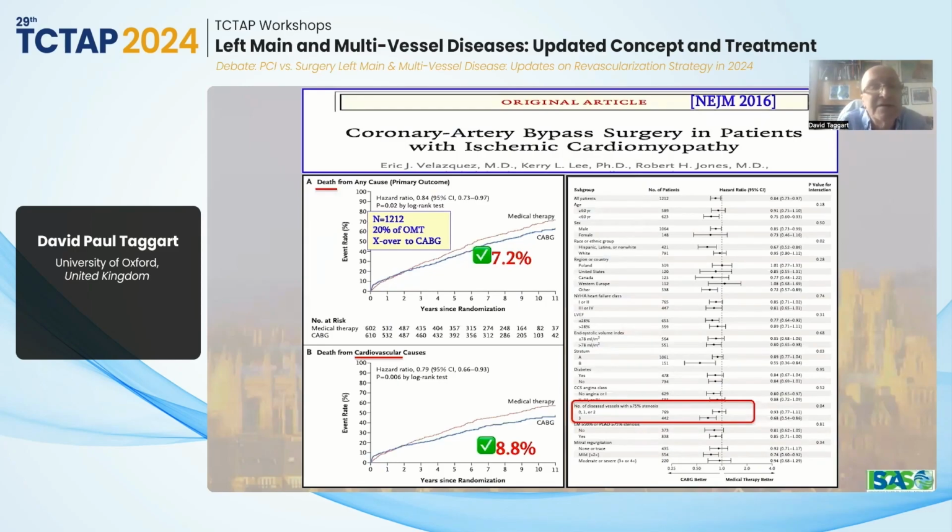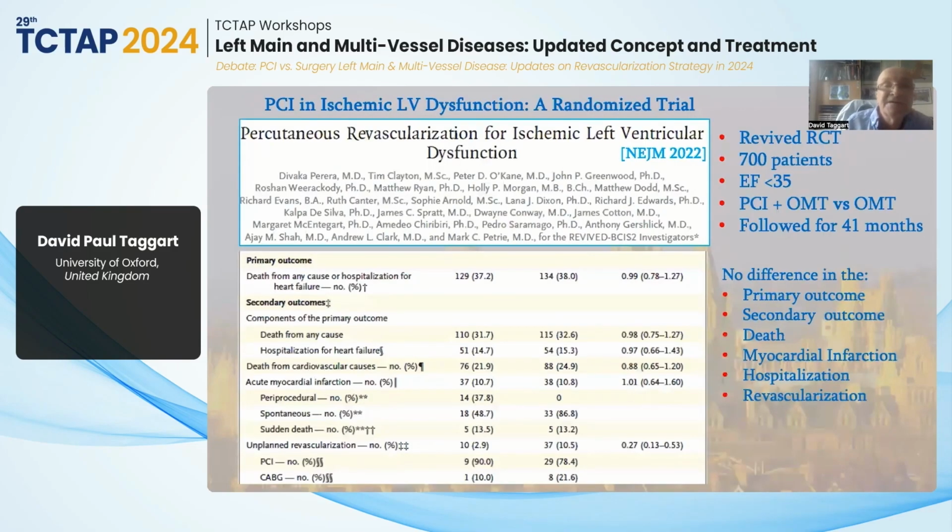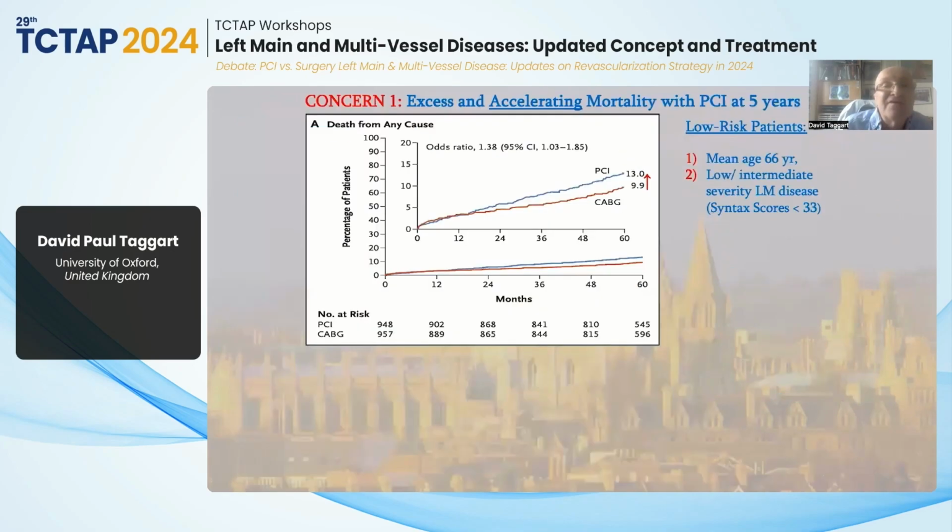If you look at ischemic cardiomyopathy, the most definitive study was the STITCH trial, which in 1,200 patients showed a survival benefit emerging after 3 or 4 years and continuing to accelerate out past 11 years. In contrast, if you look at the recent REVIVE trial of PCI for ischemic left ventricular function, PCI and optimal medical therapy were compared to optimal medical therapy in 700 patients with an ejection fraction below 35. And you can see that at almost 4 years, there was no difference in the primary outcome, the secondary outcome, or the individual components of death, myocardial infarction, hospitalization, or need for repeat revascularization. So no benefit of PCI in ischemic LV dysfunction.